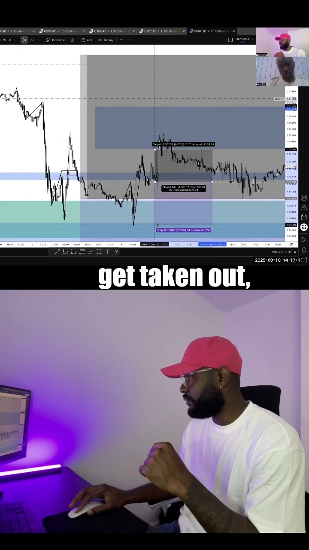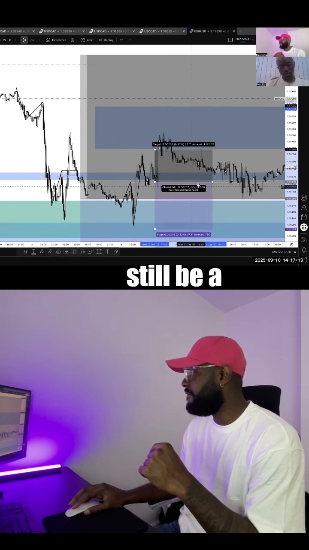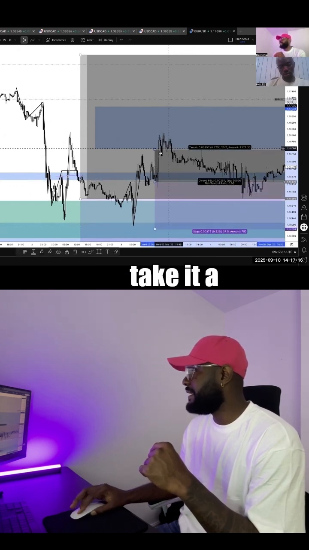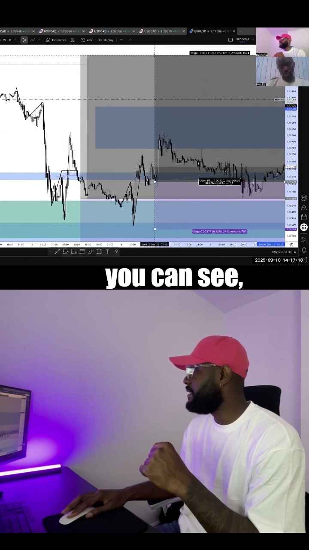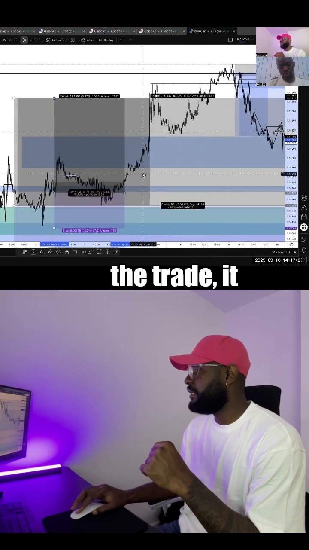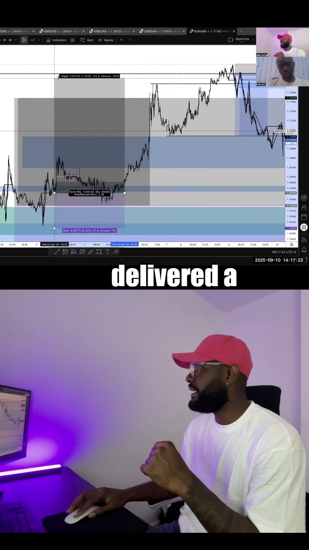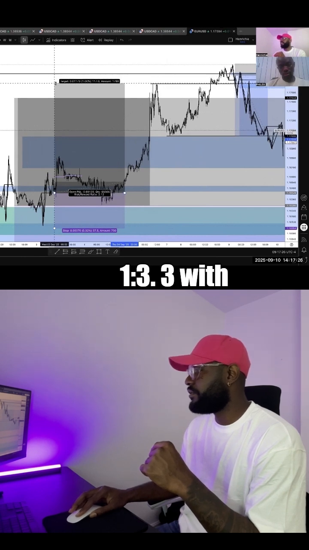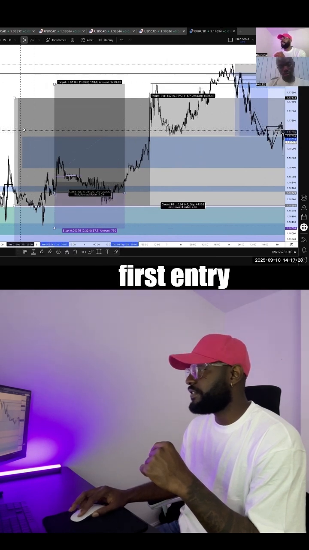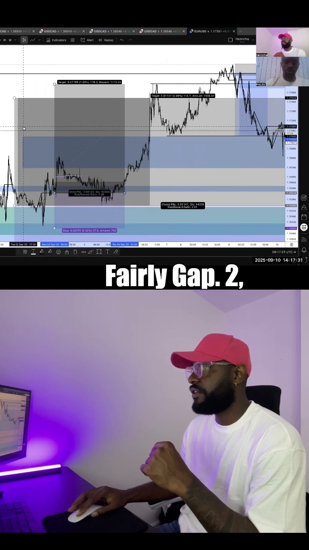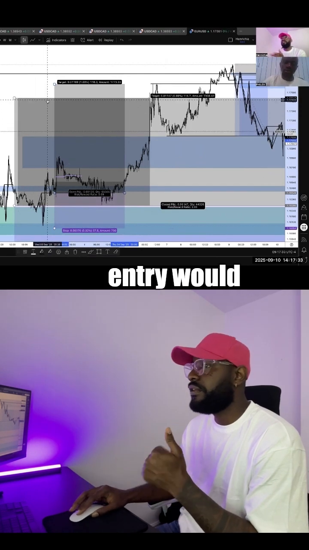Even if you get taken out, that trade can still be a valid trade for you to take a second time. And right here, you can see the second time you took the trade, it rallied, and it even delivered a 1:3. You could have caught a 1:3 with this one. So that would have been the first entry using the 4-hour fair value gap. You would have gotten a 1:2. Your second entry would have hit your stop.